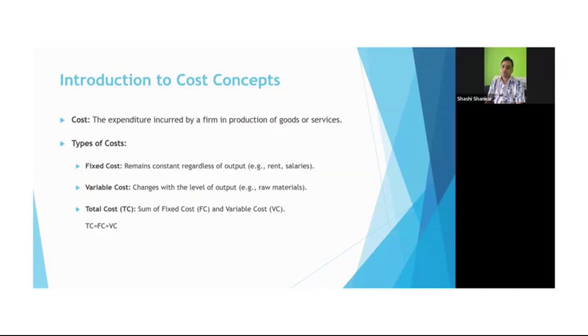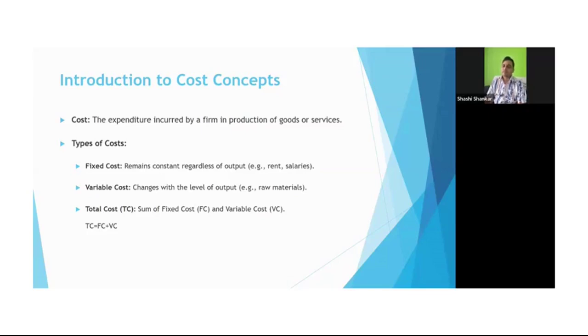Now talking about the total cost. Total cost is nothing but the sum total of fixed cost, which always remains constant regardless of output, and the variable cost. So in short, total cost is equal to fixed cost plus variable cost. In summary, TC is equal to FC plus VC.